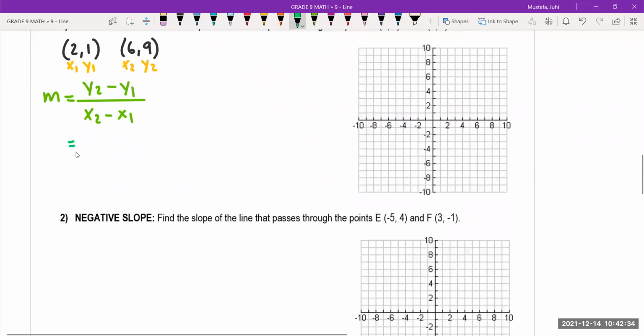Okay, now we're going to start subbing in the values from these points into this equation. So which one of these numbers is my y2? Good. So in this spot right here, I'm going to write 9. Then I'm going to put the subtraction sign. Which one of these numbers represents y1? Good. So right here, I'm going to put down a 1.